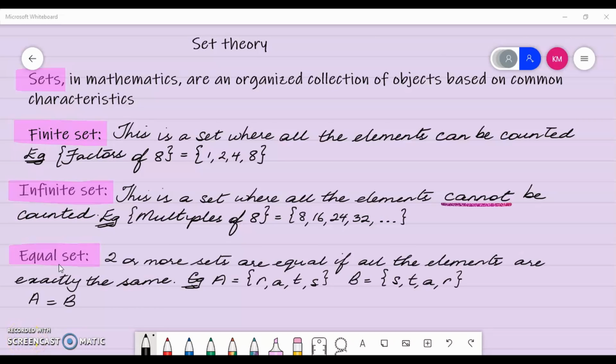And that is called an infinite set. Okay, so next we have equal sets. 2 or more sets are equal if all the elements are exactly the same. Let's take 2 sets for example.